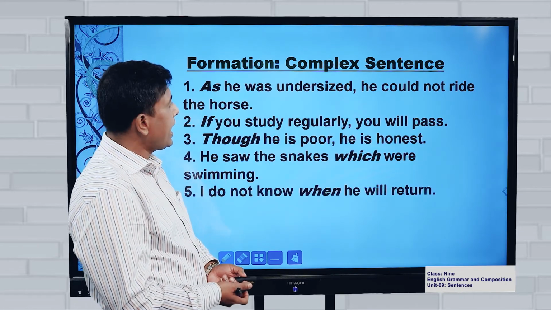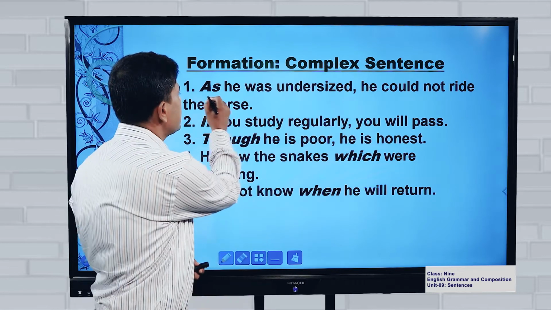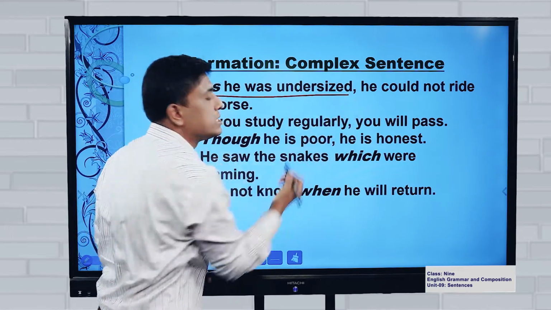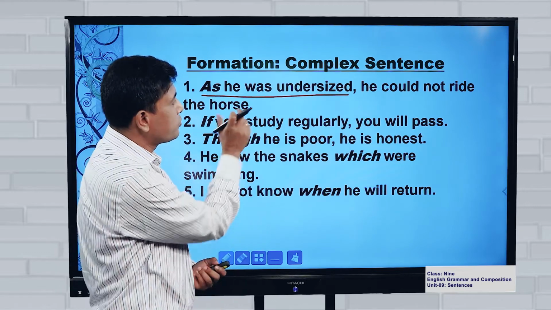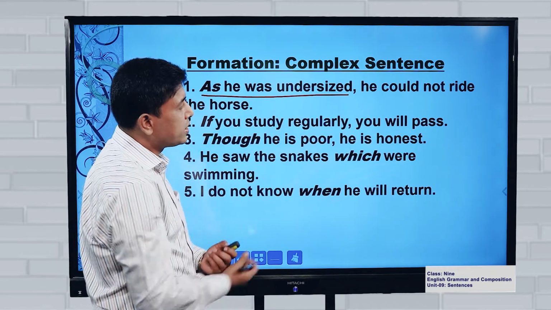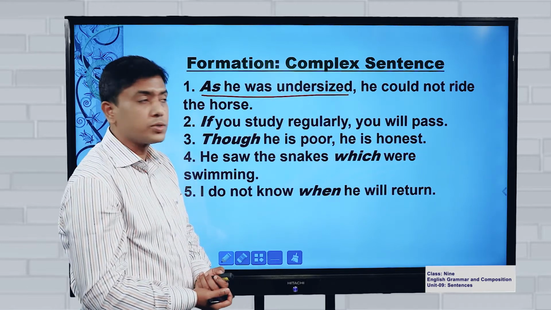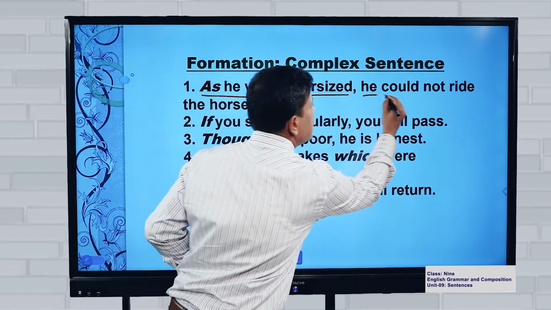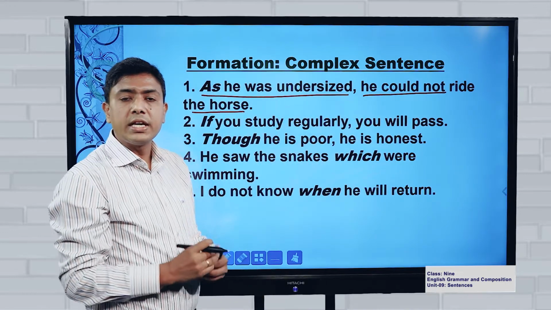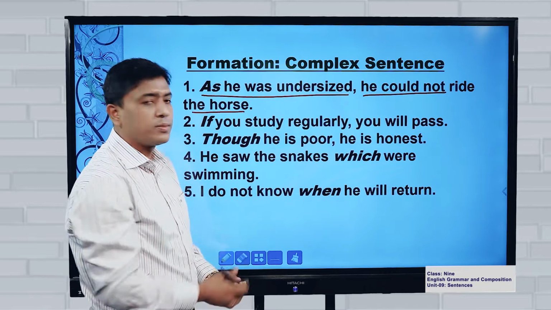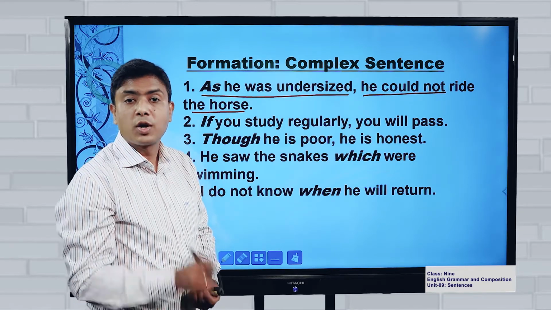See the first one, as he was undersized. This is our dependent or subordinate clause. So we have one subordinate clause and the next part, he could not ride the horse. This is our independent clause. So when we have one independent clause and one subordinate clause, we form complex sentence.